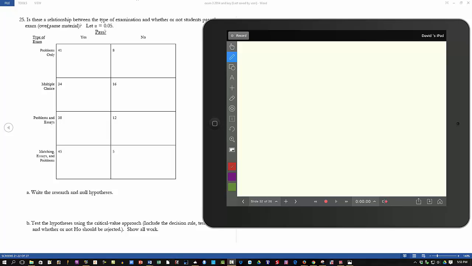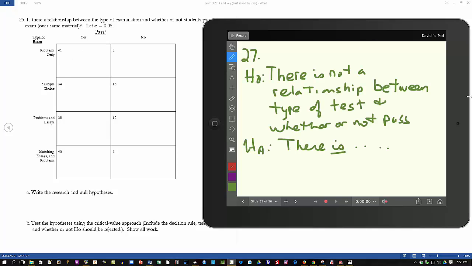So for the alternative or research, you could just take that is and there, switch the order of them, and change the question mark to a period, and you've got it. That would be the alternative. Then for the null, just add a not a relationship to that. H0 not, H1 is a relationship.